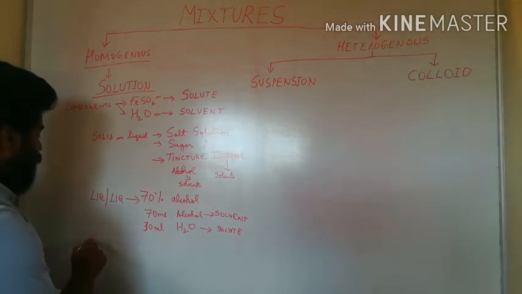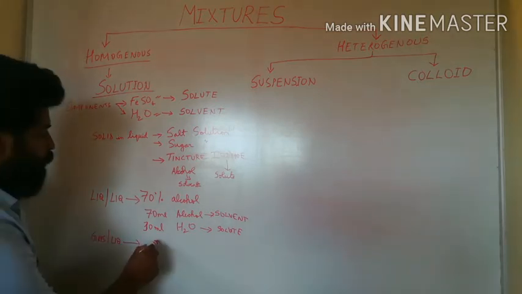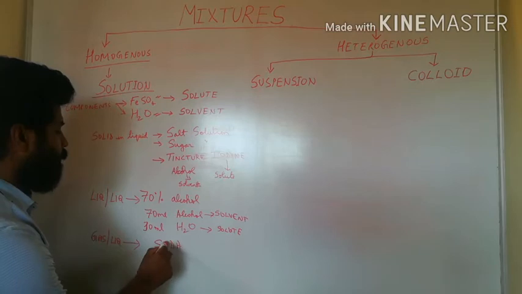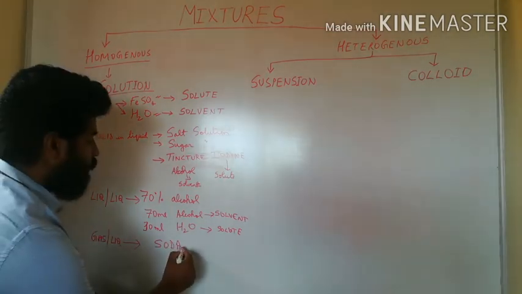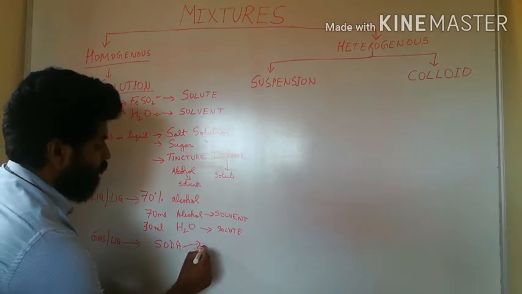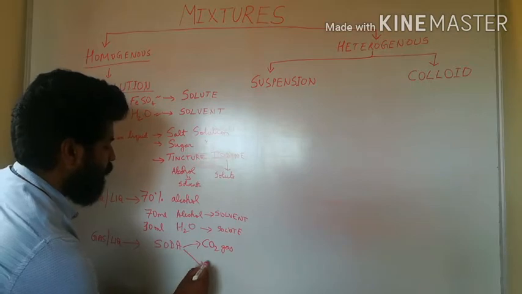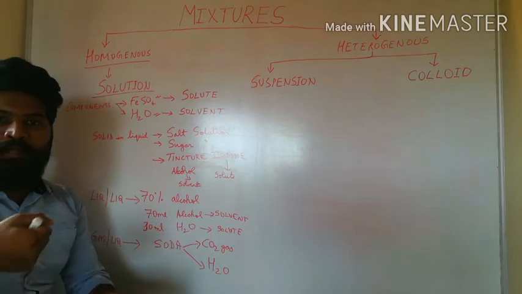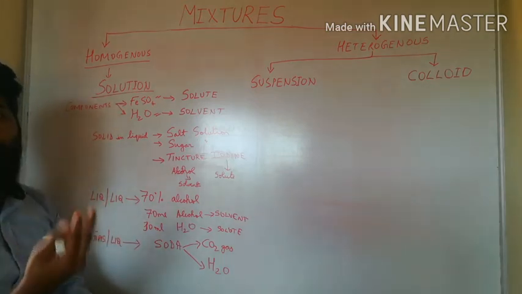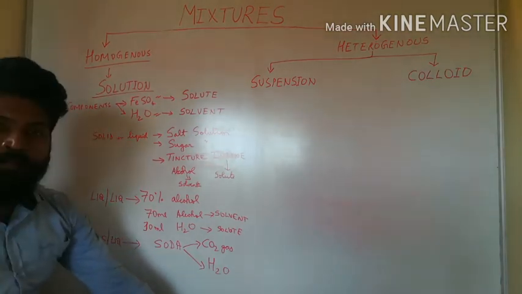Then an example of a gas in liquid solution is soda water or soft drinks. So in this case the solute is carbon dioxide gas and the solvent is water. When you open Pepsi or Coca-Cola, you get that fizz sound, or you can see bubbles coming out. So it's a type of homogeneous mixture.